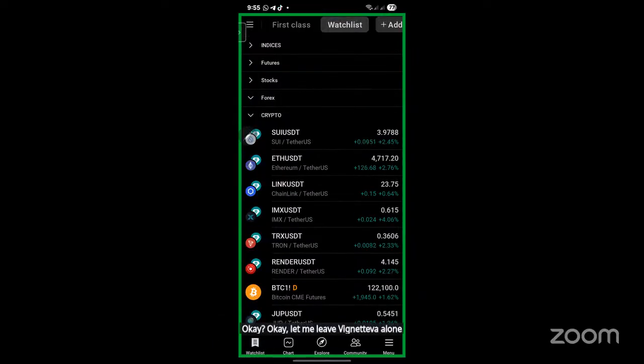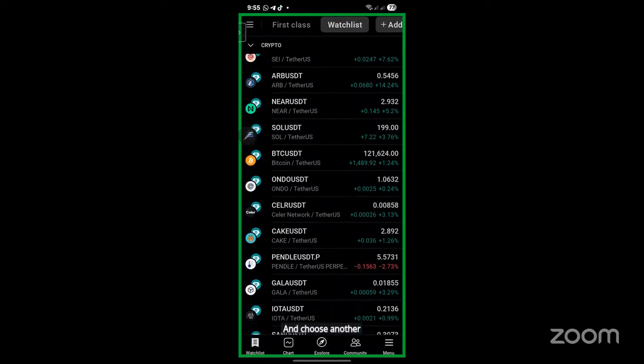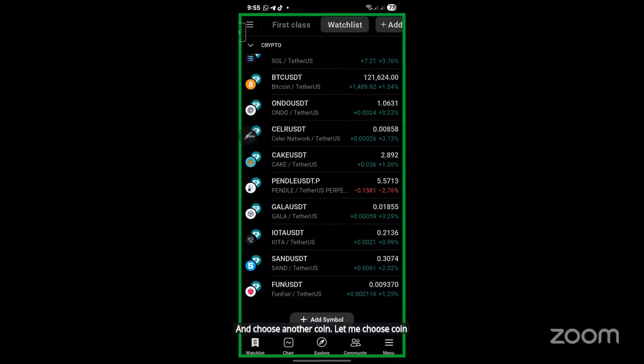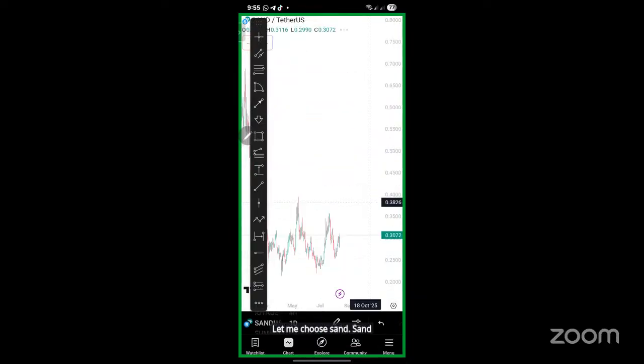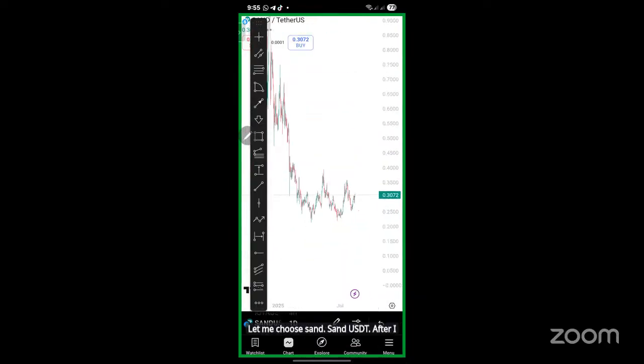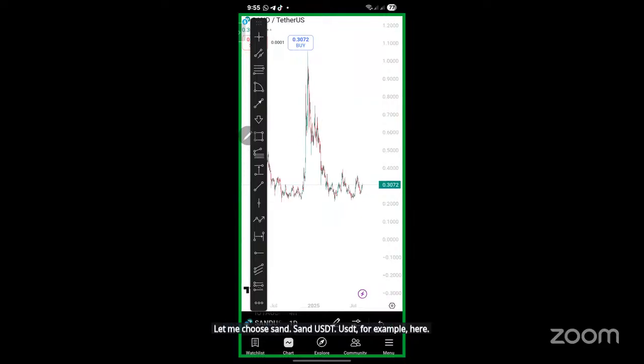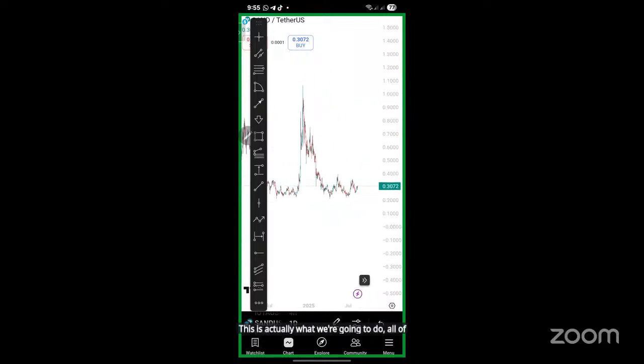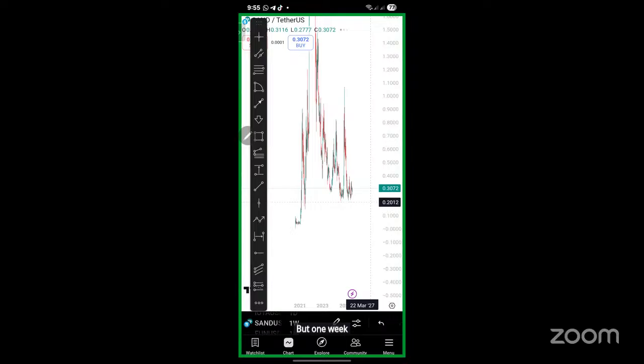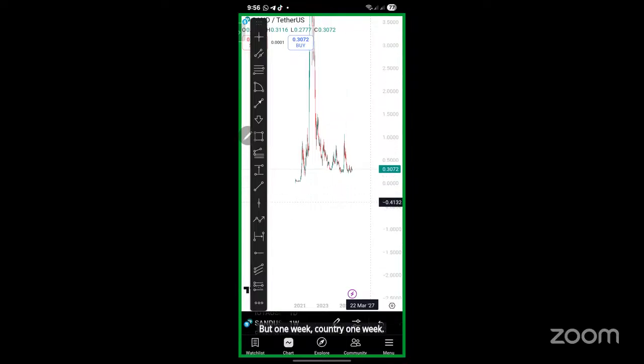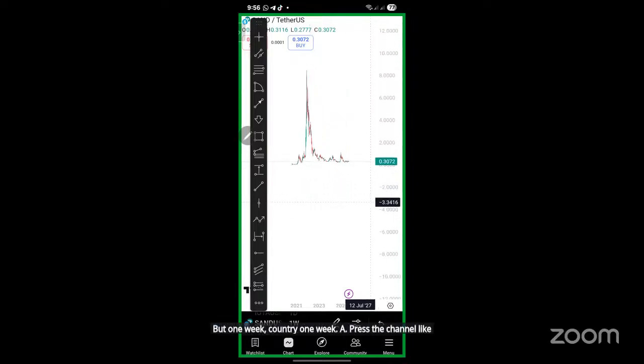Let me tap here and choose another coin. Let me choose Ondo. Let me choose Sand USDT. After you come to Sand USDT, for example, here, this is the exercise we're going to do, all of us. We are going to do it together. Go to 1 week. Press the channel like this on 1 week.